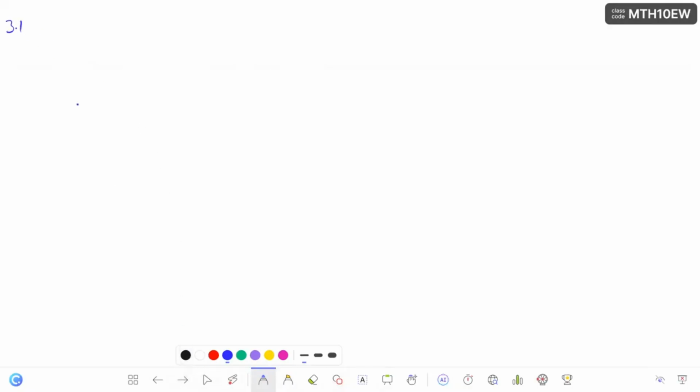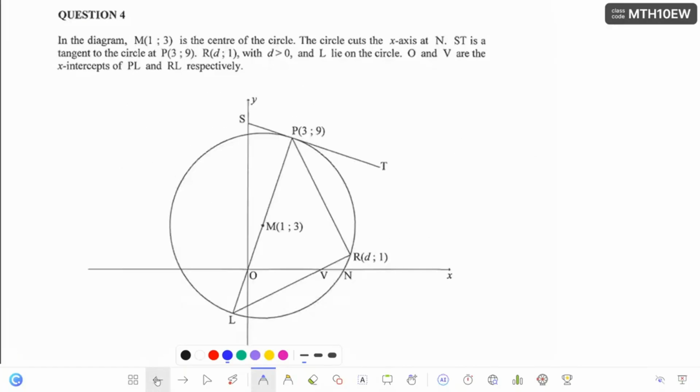So 4.1, sorry. I'm saying we're going to say x1 plus x2 divided by 2, where our midpoint is 1, and y1 plus y2 divided by 2, where our midpoint is 3. So what else do we know?